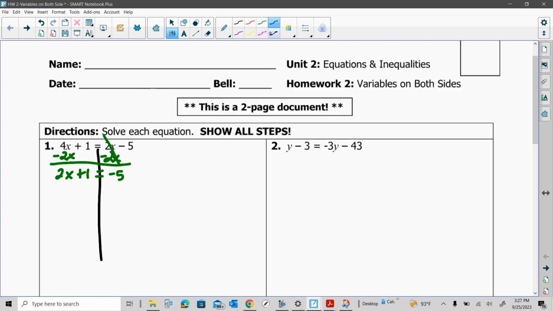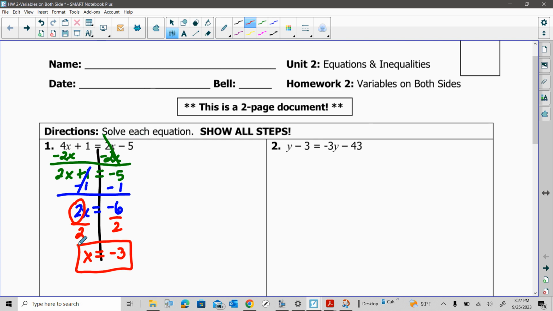Then here, we're going to get rid of our constant by subtracting, because this is plus 1, so we're going to do minus 1. That's going to cancel the constant, giving us 2x equals negative 6. Then we just need to divide by the coefficient. Our coefficient here is a 2, so we divide both sides by 2. And x equals negative 3. This is our final answer.